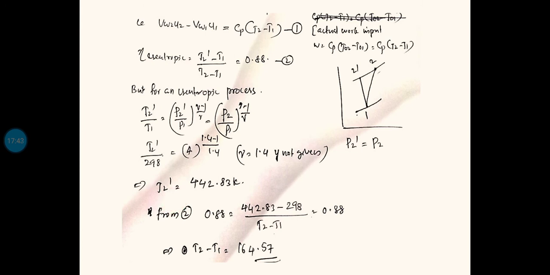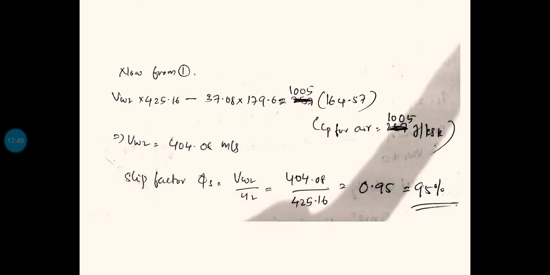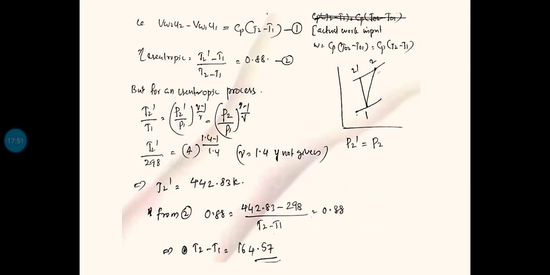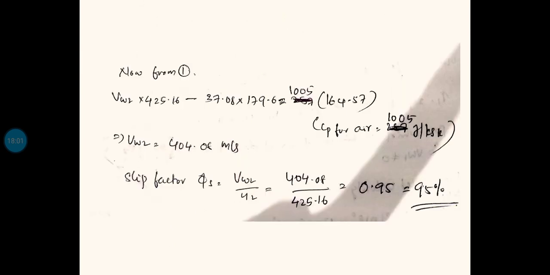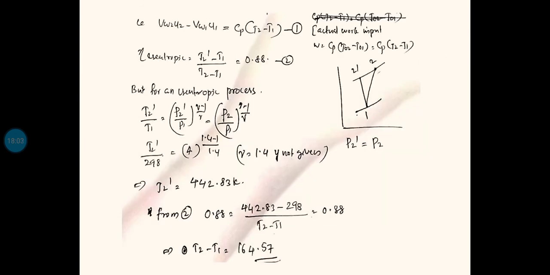Now from equation 2, substituting for T2', you will get T2. So T2 minus T1 equals (T2' minus T1) by 0.88, and from that you will get the value of T2. T2 minus T1 you got as 164.57. And now from equation 1, that is the first equation, Vw2 U2 minus Vw1 U1 equals Cp into (T2 minus T1). Now you got T2 minus T1, which you already got as 164.57.